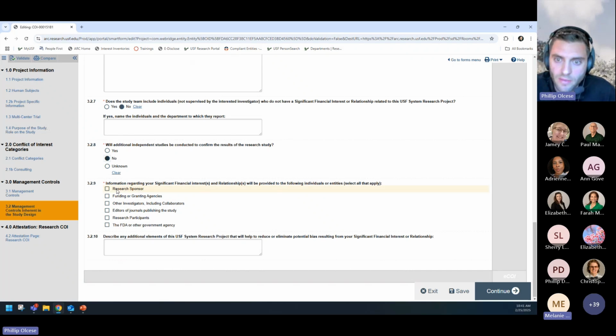And this is the informed consent and disclosure entities. Where are we going to disclose this? Going to disclose to the research sponsor, funding granting agencies, FDA. And then this last box is really cool. Describe any additional elements of this USF research project that will help to reduce or eliminate potential bias resulting from your SFI's relationship. This box can be used for basically anything that wasn't covered, right? You can write in here any special situations, or anything else that is important that is not being asked. So this box comes in very handy.